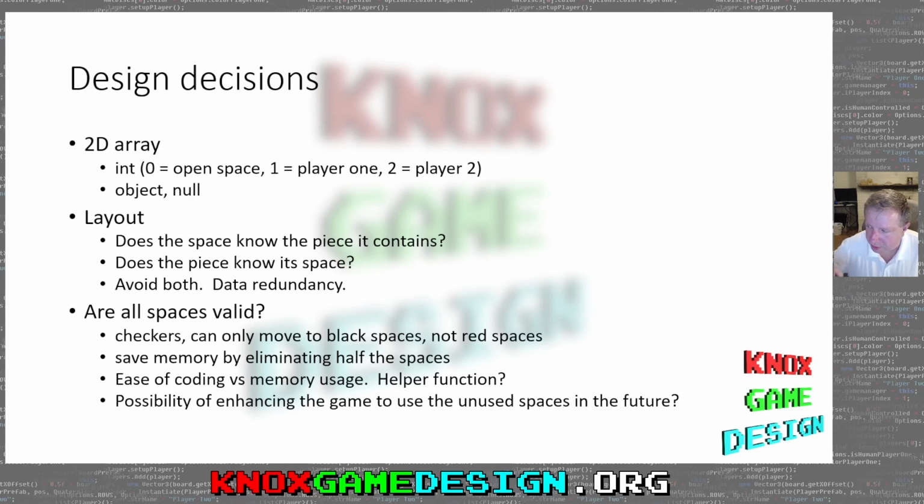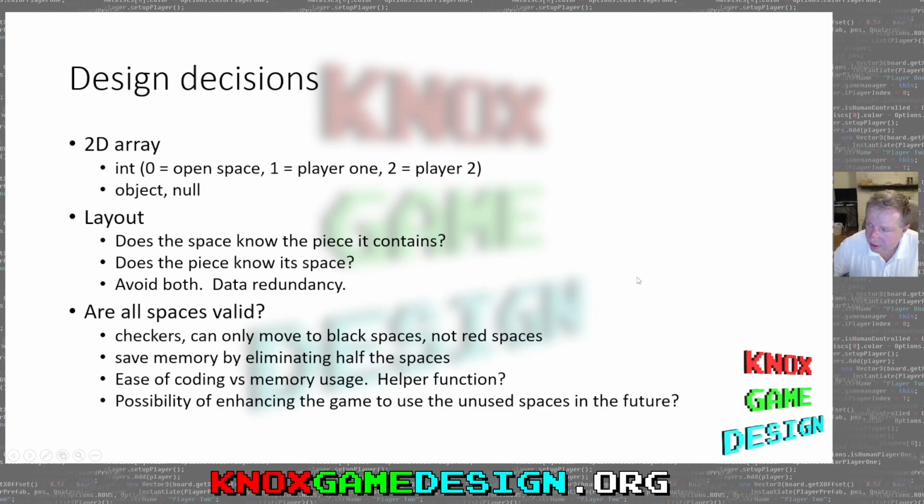Otherwise you're going to be duplicating data, which sometimes isn't good, because then you go into redundancy and data that's mismatched if you have both the piece tracking its location in the grid and the grid having a reference to the piece. So avoid redundancy, and like I mentioned, in some games you don't use all the cells.